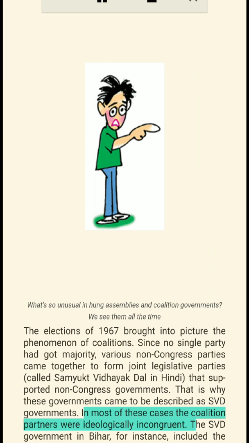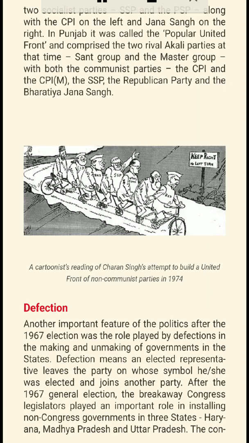In most of these cases, the coalition partners were ideologically incongruent. The SVD government in Bihar, for instance, included the 2 socialist parties, the SSP and the PSP, along with the CPI on the left and Jana Sangh on the right. In Punjab it was called the Popular United Front and comprised the 2 rival Akali parties at that time, the Sant Group and the Master Group, with both the communist parties, the CPI and the CPI-M, the SSP, and the Republican. A cartoonist's reading of Charan Singh's attempt to build a united front of non-communist parties, in 1974.